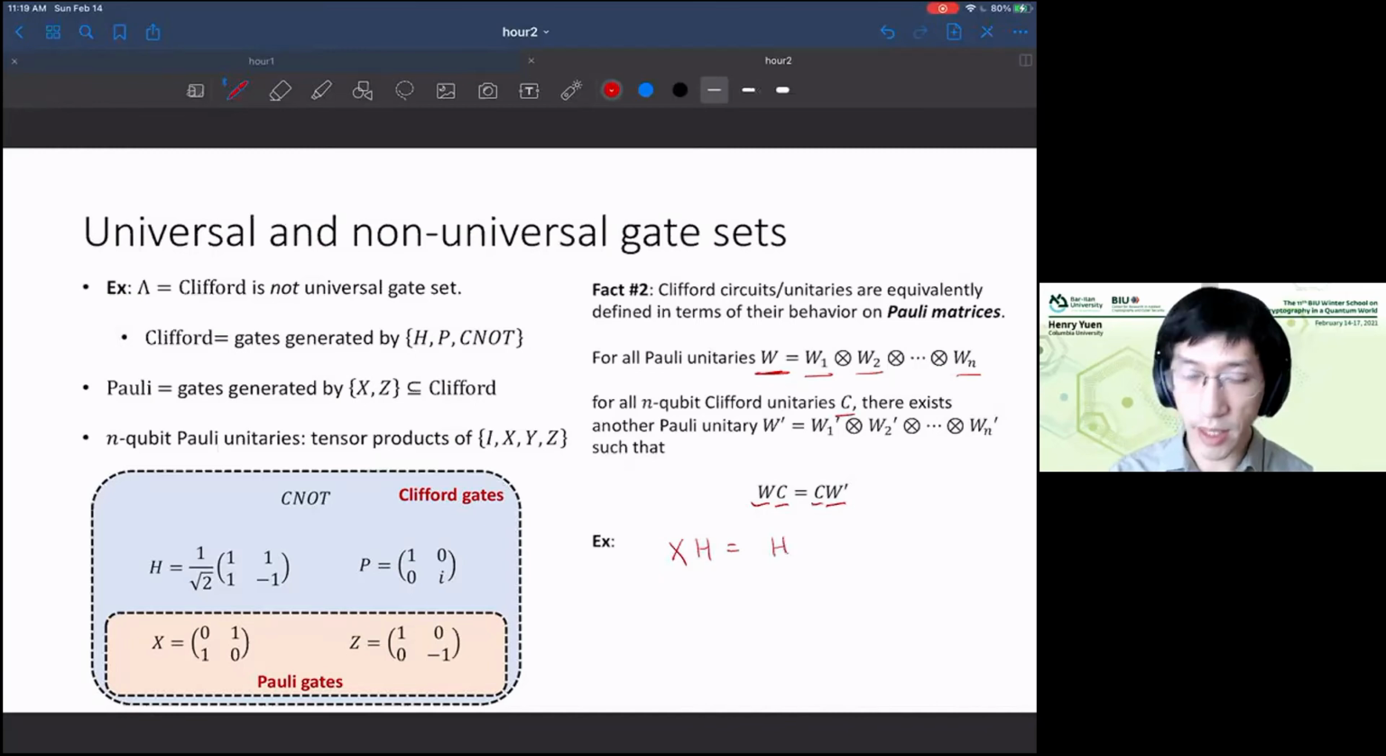This is the same as the Hadamard moving, shifting over, but then you've changed the Pauli gate to a Z gate, for example.